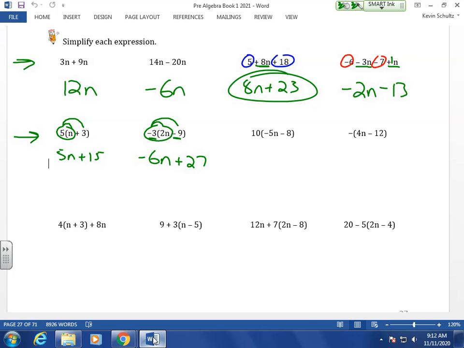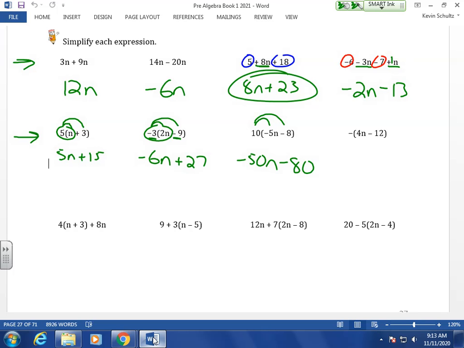So the third one, positive 10 times negative 5n, negative 50n. Positive 10 times negative 8 is a negative 80. And so we write minus 80. Negative 50n minus 80.